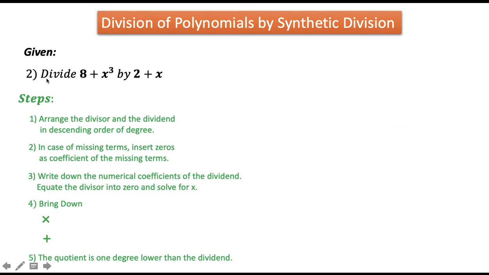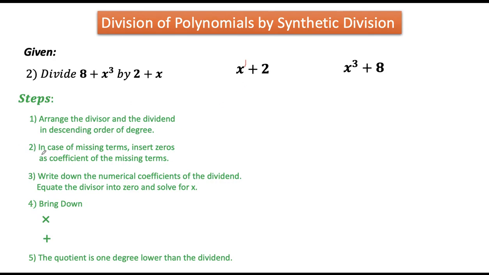In our given number 2, divide 8 plus x cubed by 2 plus x. Since the given is not yet arranged in descending order, notice that in here it is ascending order. So x raised to 0, then the next term is higher, which is cube. So we're going to arrange it by simply interchanging them. So it is now in decreasing order. The same with our divisor. Our divisor has a degree of 1, 0. So it is now arranged in descending order.